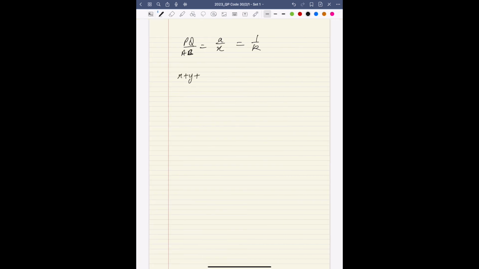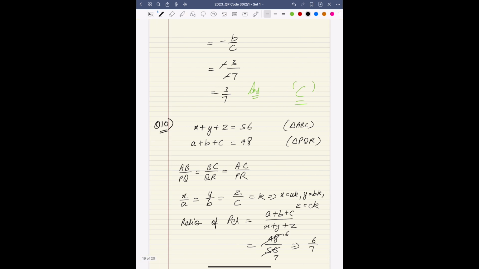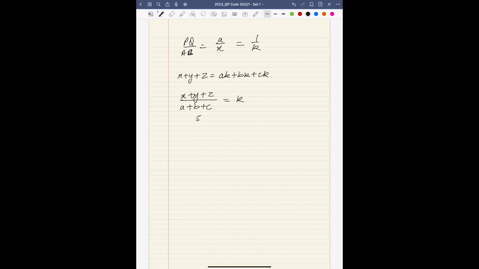x plus y plus z is equals to ak plus bk plus ck, or x plus y plus z upon a plus b plus c, if you take k common over here. So x plus y plus z is given as 56, so 56 upon 48, the value of k comes out to be 7 by 6, because now you put it back, so PQ upon AB will come out to be 1 upon k, which is 7 over 6, or 6 by 7. So the answer will be B over here.